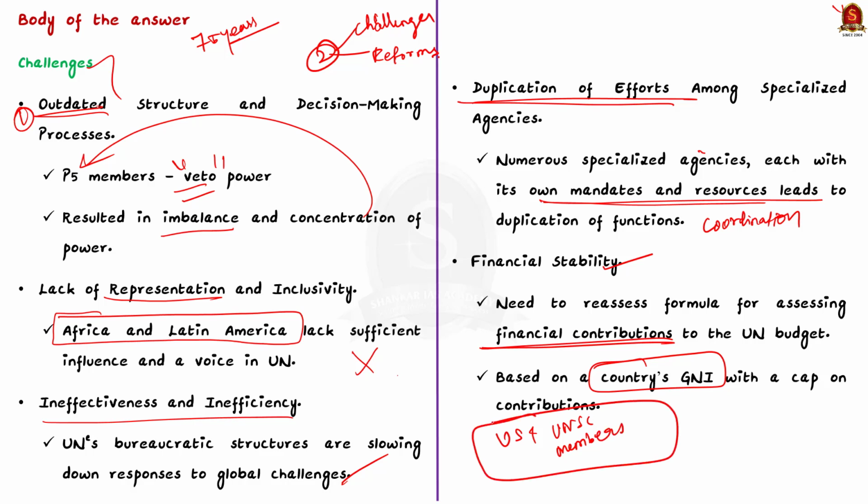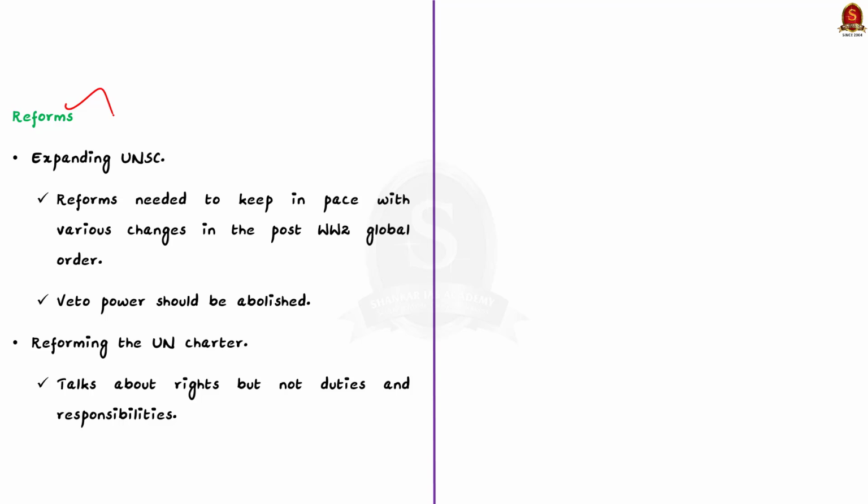So these are some of the important challenges faced by the UN system. Now moving on to the second part of the answer, here we shall write about the reforms that are needed to overcome the challenges faced by the UN system.